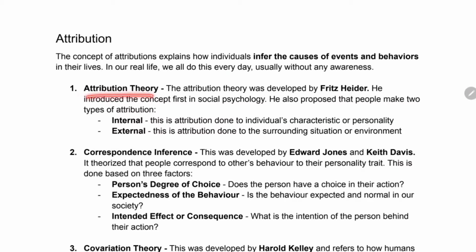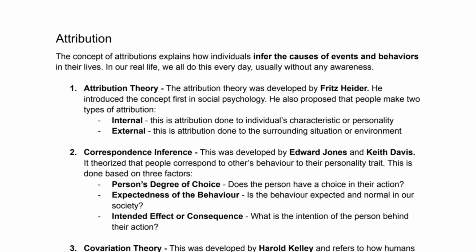First is the attribution theory. This is the original attribution theory proposed by Fritz Heider. He explained how people attribute and he distinguished attribution into two different categories. That is internal and external. Internal attribution is done to individuals' characteristic or personality, whereas external attribution is done to the surrounding situation or environment.